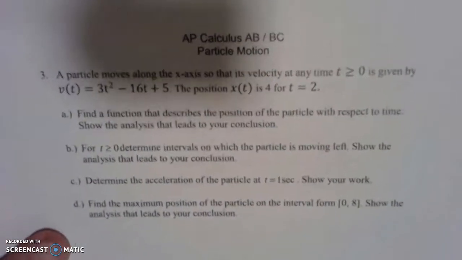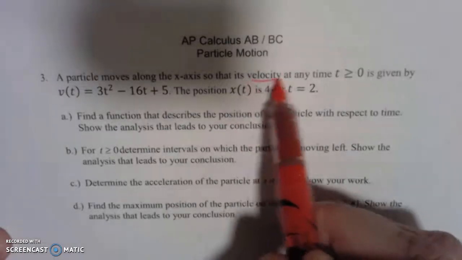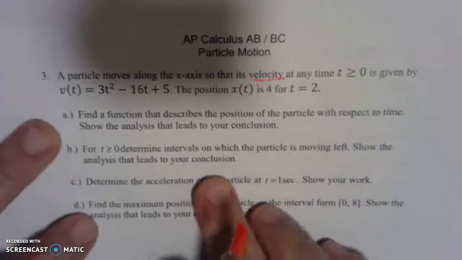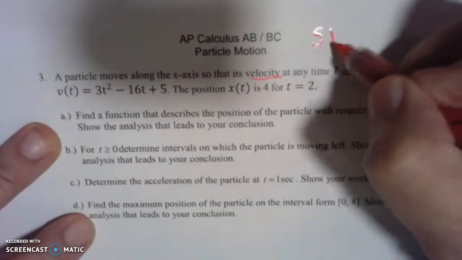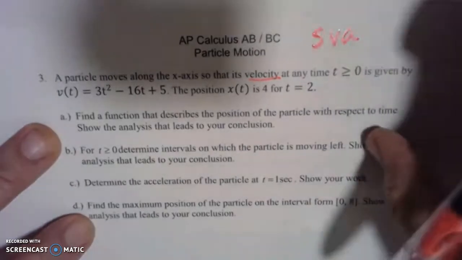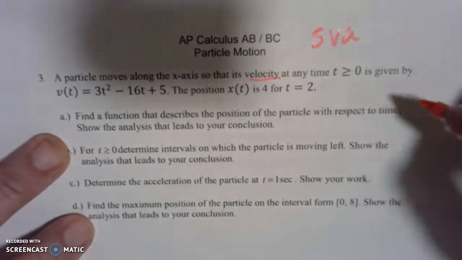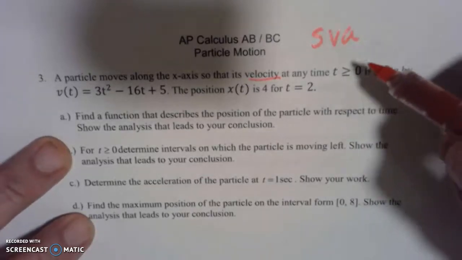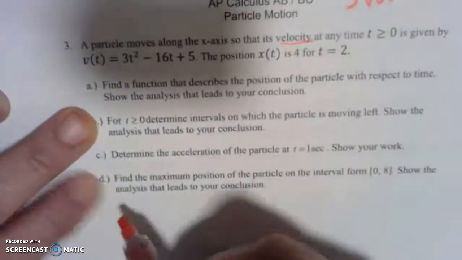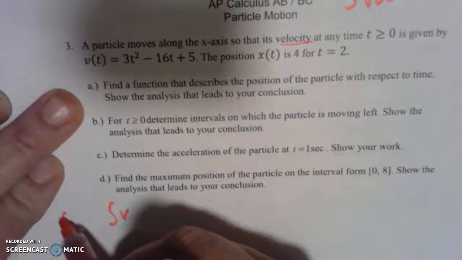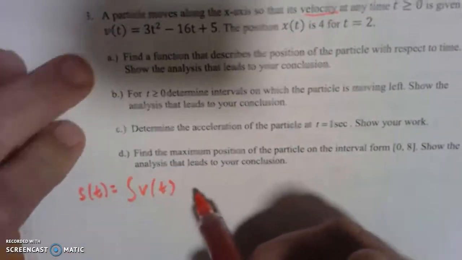Let's look at this example here. A particle moves along the x-axis, and its velocity is represented by this equation. Find the function that represents the position. So if I have to remember what order, Zavala, I got this down, SVA. So to find the function that represents position, I have to take this and do the integral, because my position, s of t, is the integral of v of t.